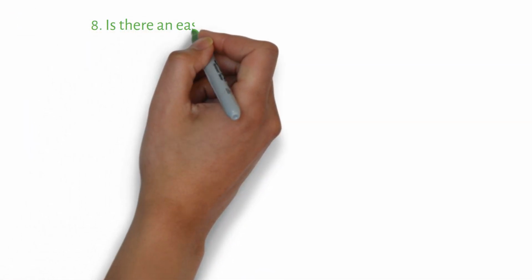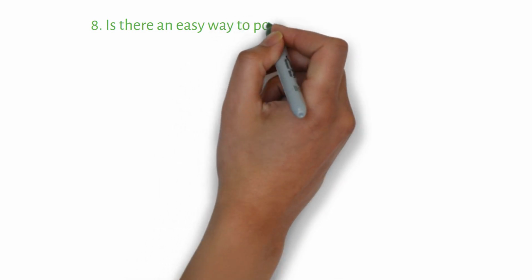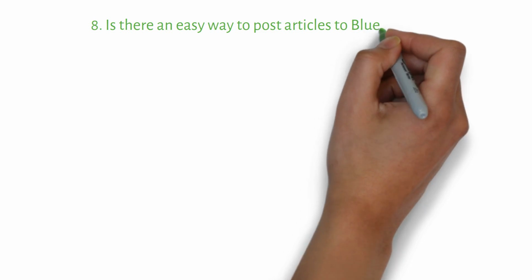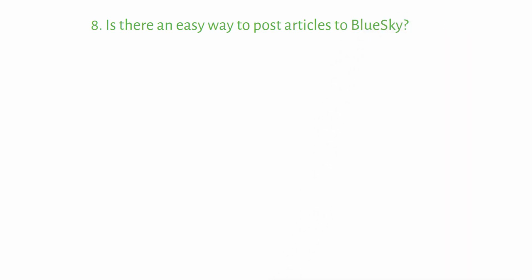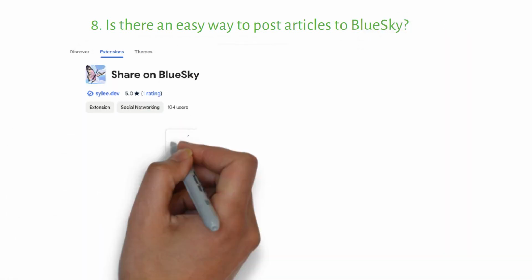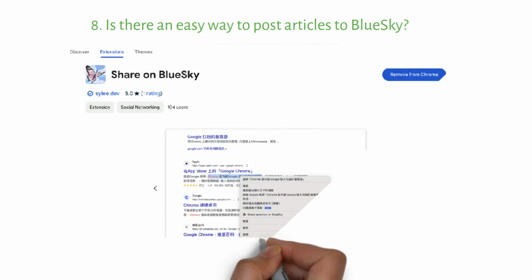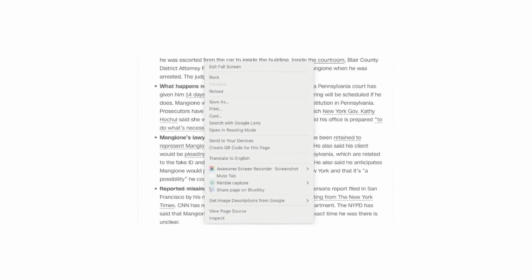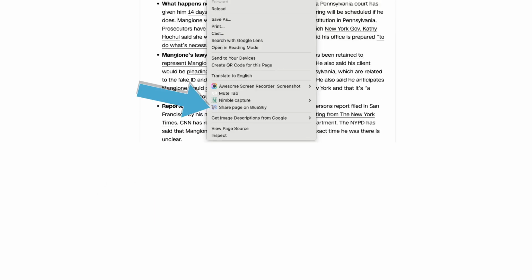Is there an easy way to post articles to BlueSky? There is! There's another Chrome extension called Share on BlueSky. Install the extension, and then when you're reading an article you'd like to share, just right-click and then select Share Page on BlueSky. It will open up BlueSky in a new tab and auto-generate a post. Edit the post if you want, and then click Post.